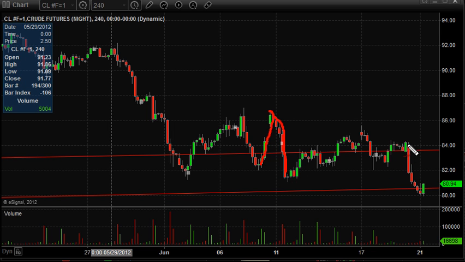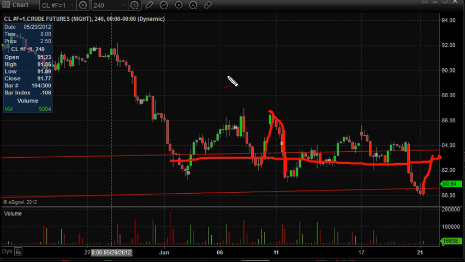Here we're actually seeing fear diminish as fewer and fewer sellers are selling, and now we're seeing buyers step back in. I wouldn't be surprised if we see a bounce back up to the 83 level, which will be right through more or less the middle of this noise, and it'll get stuck under resistance.